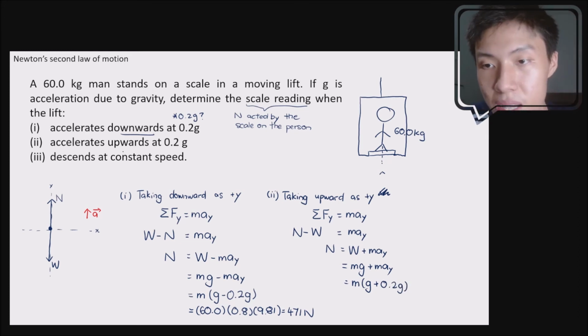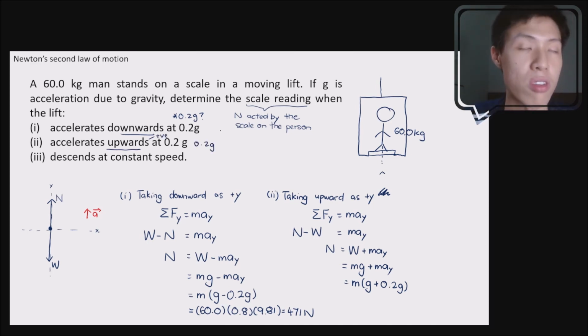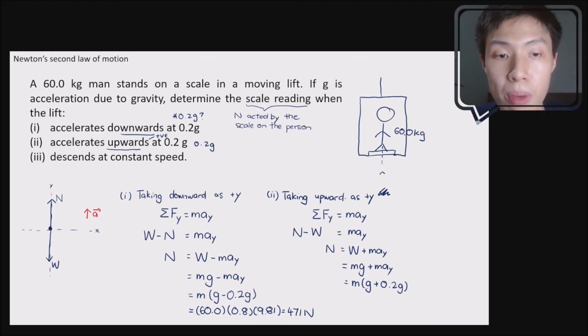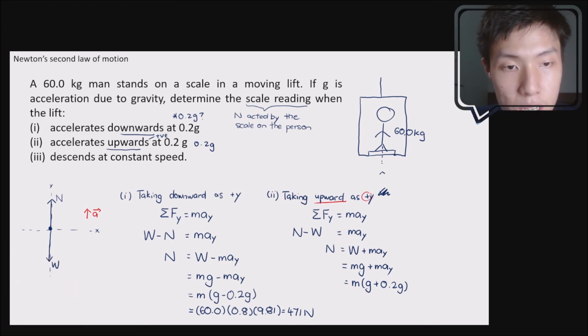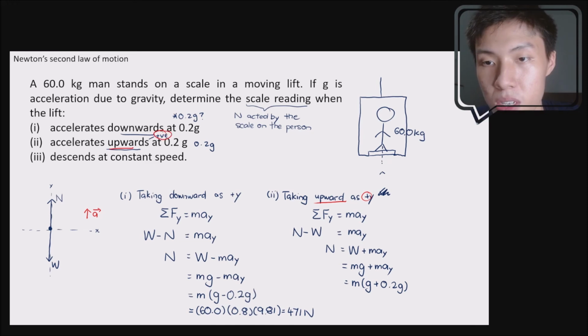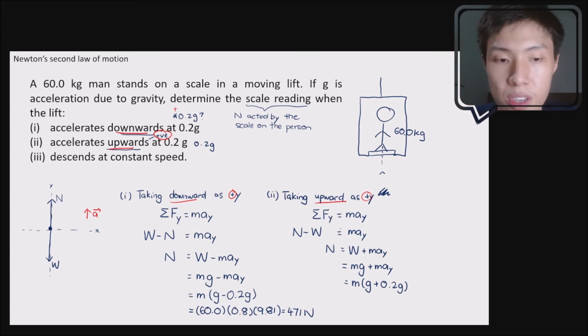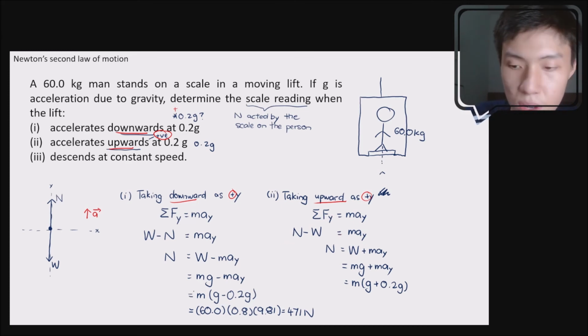Okay, now upward here is the positive direction. So now we'll be writing 0.2g instead of negative 0.2g. It depends on where we pick as our positive. If we pick upward as positive, then this one is positive. So it depends on where we define as the positive x or positive y. Okay, so we continue.